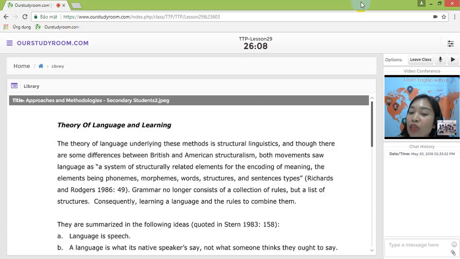And letter B, a language is what its native speakers say, not what someone thinks they ought to say. What do you mean by this one, teachers? Language is what its native speakers say. Teacher Jane, do you have any idea?